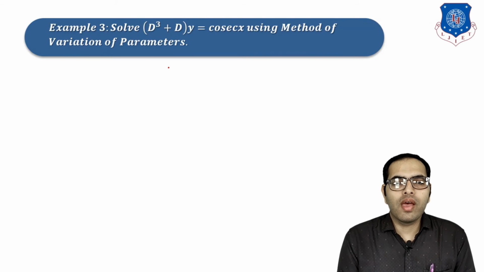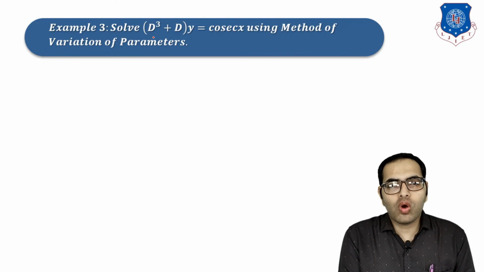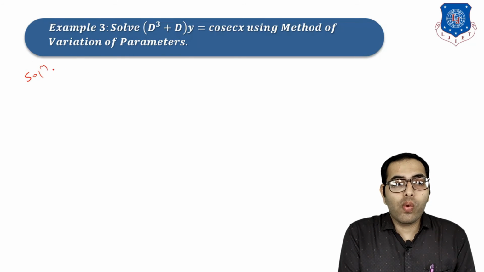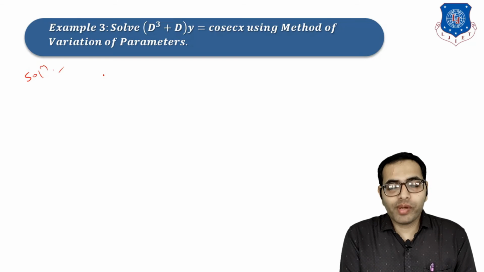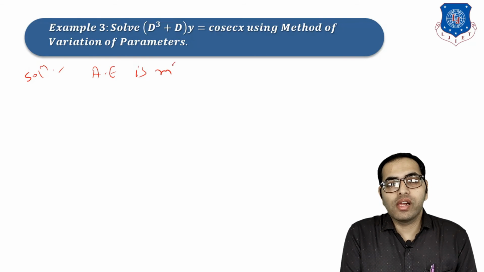Let's move to one more example. Solve (D cube plus D) y equal to cosec x using the method of variation of parameters. Whenever we solve such kind of example, we require the complementary function. For that we require the auxiliary equation, which is m cube plus m equal to 0.